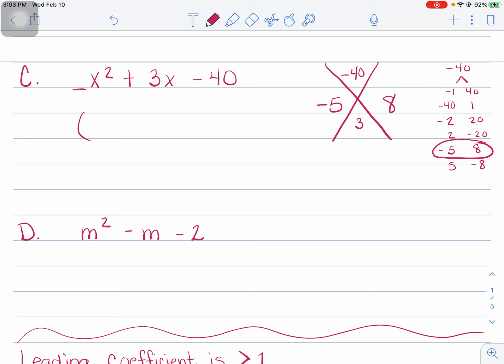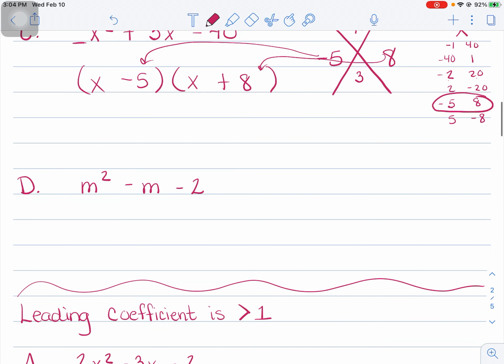Now I'm going to split my binomials, set them up with my parentheses, x and x, and then I'll put my factors right into their spots. So negative 5, positive 8. And I can check with FOIL to make sure it works. So let's do D.